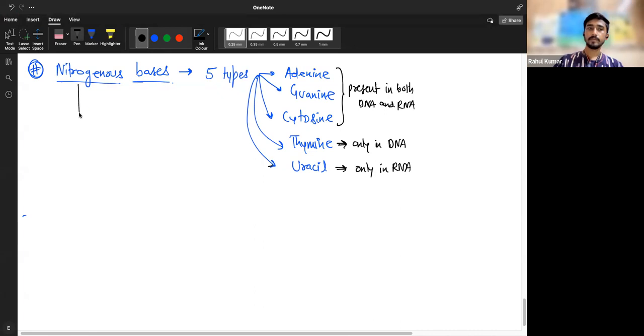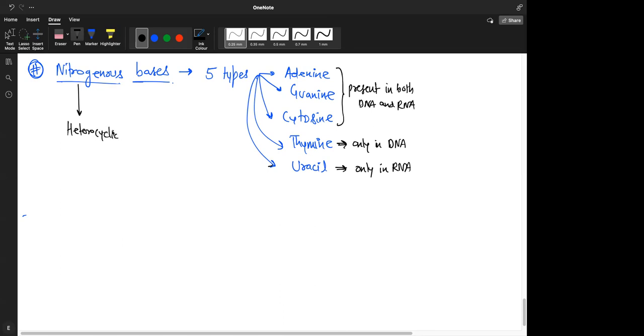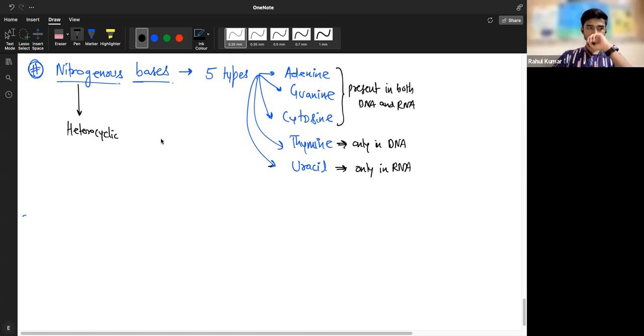Clear? Move forward. Now, these nitrogenous bases are heterocyclic ring compounds. What does the word hetero mean? Whenever in biology we are confused, we go to the terminology. What does the word hetero mean? Different, right? Heterogeneous mixture, homogeneous mixture. Am I making sense, Iram? Yes. Heterocyclic ring structure.